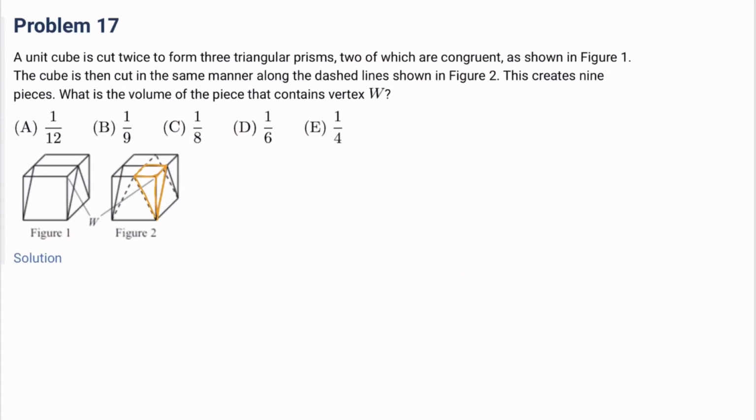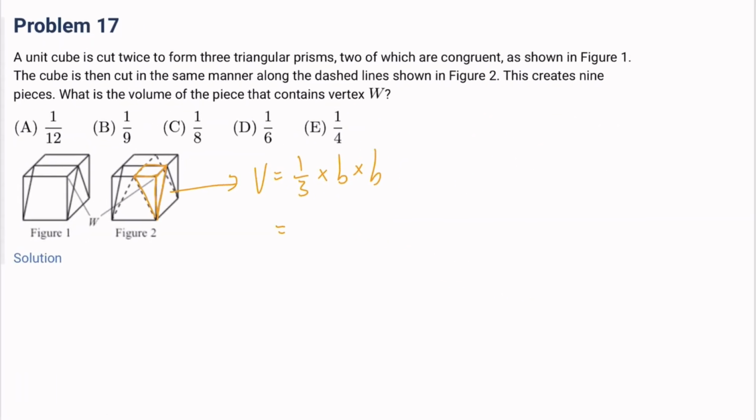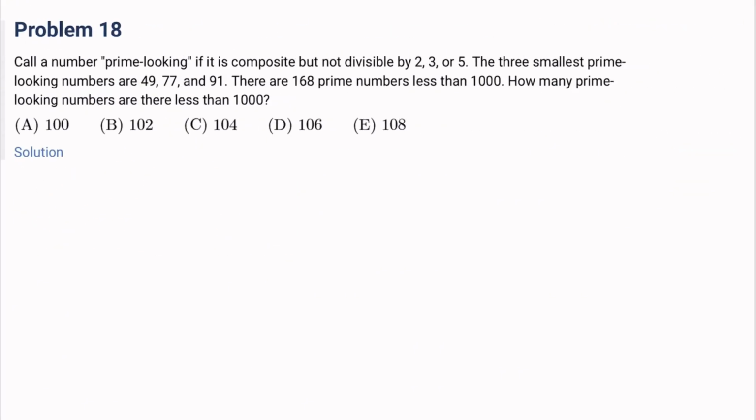So to get the volume of that, the volume is going to be equal to 1/3 times base times height, and we know that this much is the base, and it's 1/2 by 1/2, which is 1/4. And then the height, that's going to be this one, which is just 1. So times 1, this is going to be 1/12. So this is the answer. It's A.